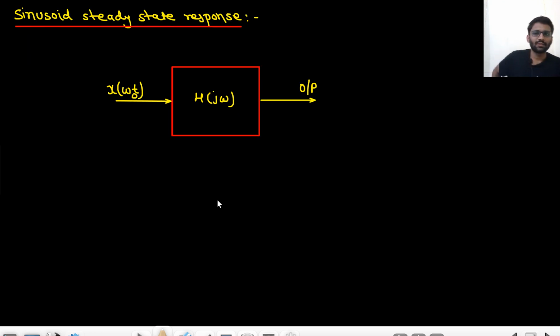Now this is our topic, sinusoid steady state response. So this x of omega naught t, I am applying some input to this system, which has an impulse response of h of j omega. Now what will be my output?